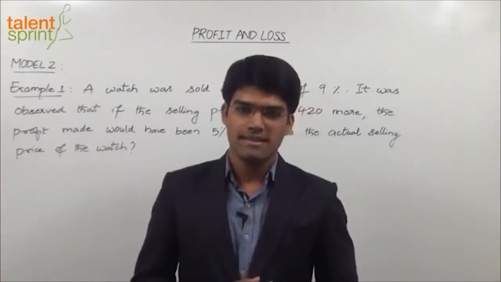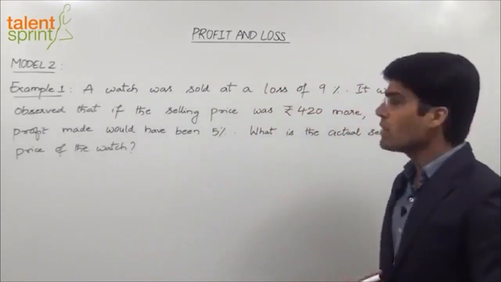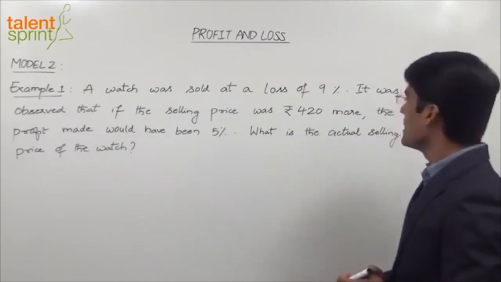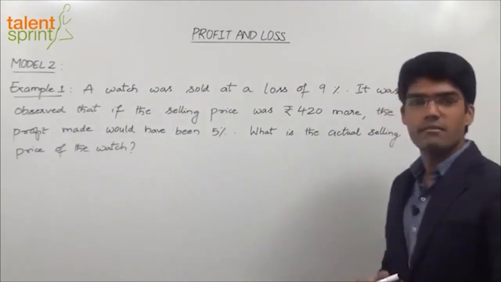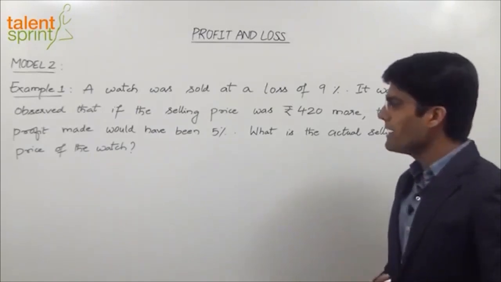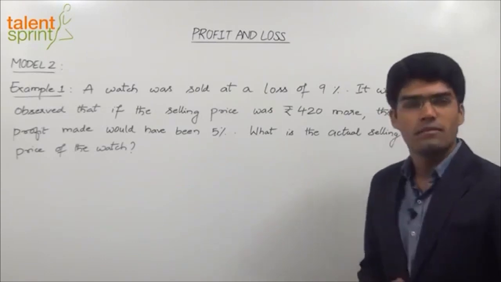Let us have a look at the first example. The question here is, a watch was sold at a loss of 9%. It was observed that if the selling price was rupees 420 more, the profit made would have been 5%. What is the actual selling price of the watch?